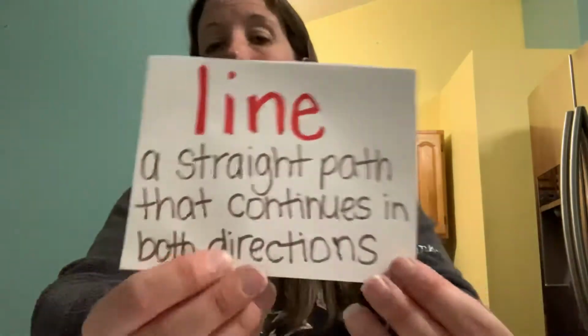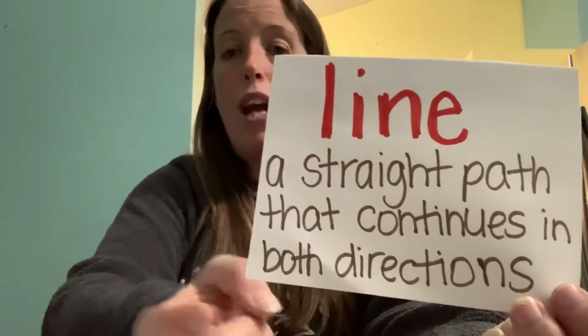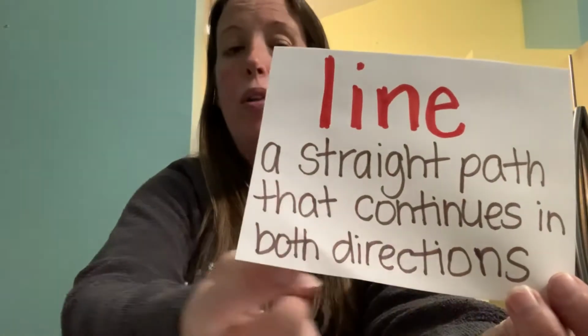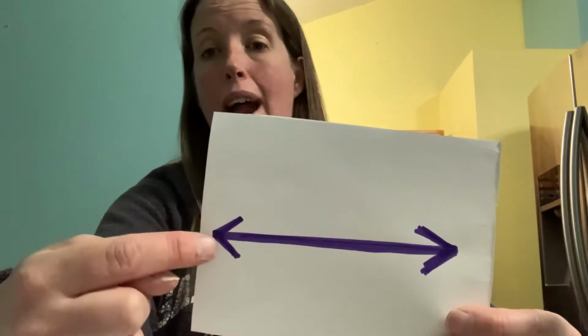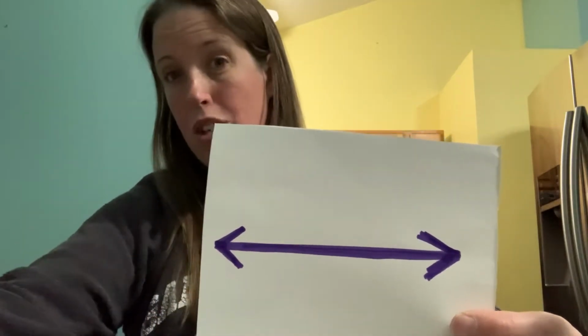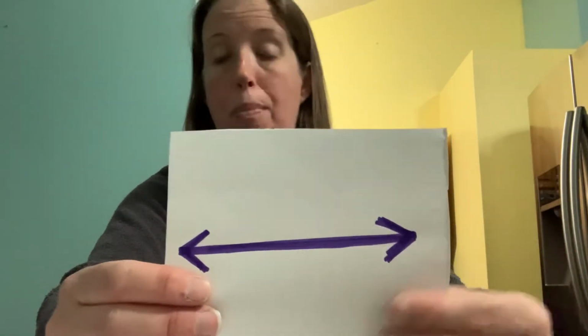Next word I'm going to introduce you to is the word line. And line is something you've also used many, many times in your life, standing on line at the grocery store, where your teacher might tell you to line up and get ready for your special. So a line is a straight path that continues in both directions. And this is the key part here, both directions. So this is an example of a line, and the reason I know it continues in both directions is because of this arrow here that tells me it still continues off my paper this way, and the arrow here, which tells me it also continues off the paper that way.